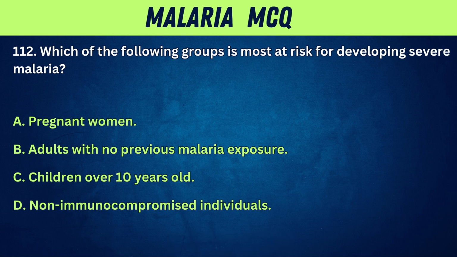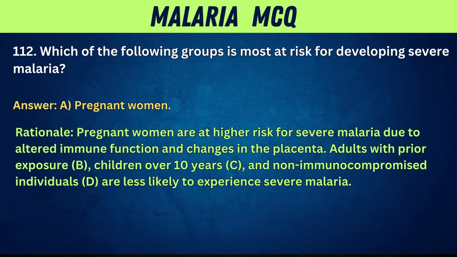D. Non-immunocompromised individuals. Answer: A. Pregnant women. Rationale: pregnant women are at higher risk for severe malaria due to altered immune function and changes in the placenta. Adults with prior exposure, B, children over 10 years, C, and non-immunocompromised individuals, D, are less likely to experience severe malaria.